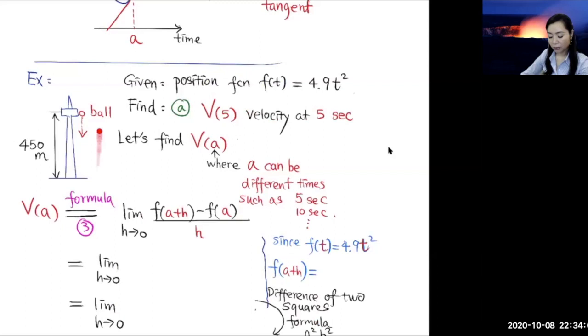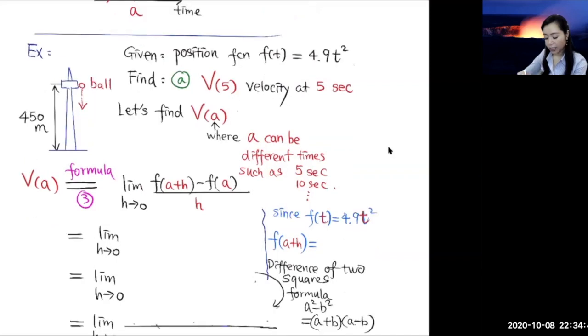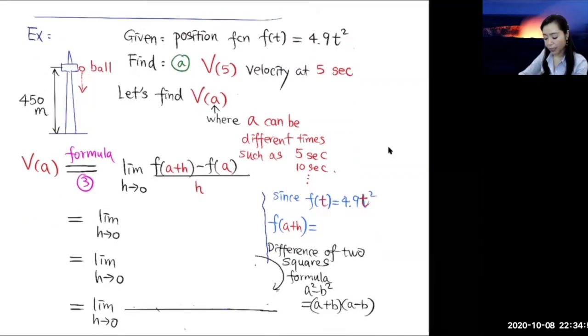Now we recall this problem in section 2.1. This is an observation deck right here, and from here to the ground is 450 meters. The position function of a ball that is dropped from this observation deck is given to be f of t equals 4.9 t squared. We need to find the instantaneous velocity at 5 seconds. To do that, how about we find the instantaneous velocity at any time a? Then later we can substitute a to be 5, or 6, or 9, etc.